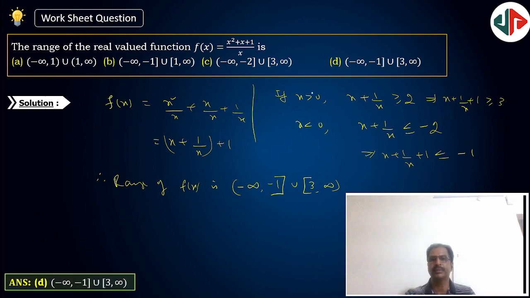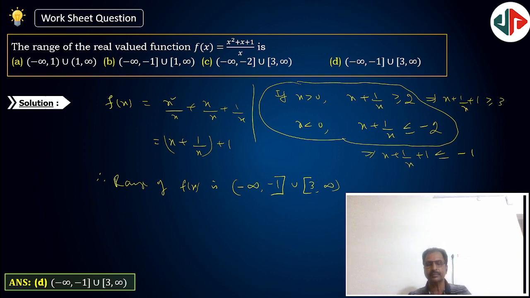For this you need to remember these two. If x is greater than 0, x plus 1 by x is greater than or equal to 2, and if x is less than 0, x plus 1 by x is less than or equal to minus 2. Add 1 on both sides because our function is x plus 1 by x plus 1.